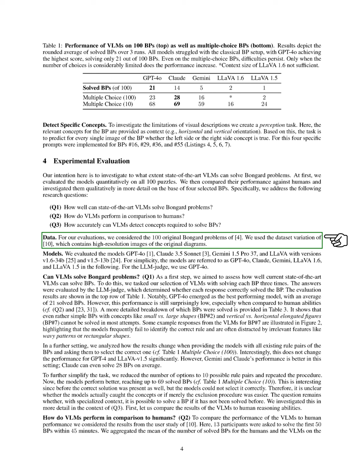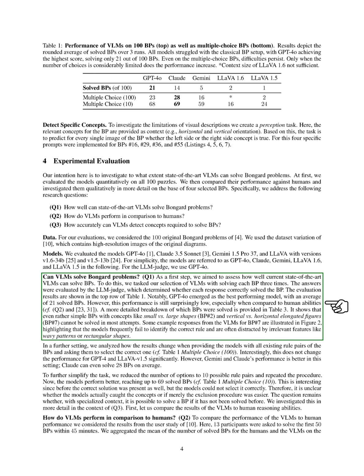To address Q1, we tasked the VLMs with solving each BP 3 times, and the judge evaluated their answers. The results showed that GPT-4o performed the best, solving an average of 21 BPs, but this was still low compared to human performance. A detailed breakdown revealed that even simple BPs, like distinguishing between small and large shapes, were often not solved correctly.